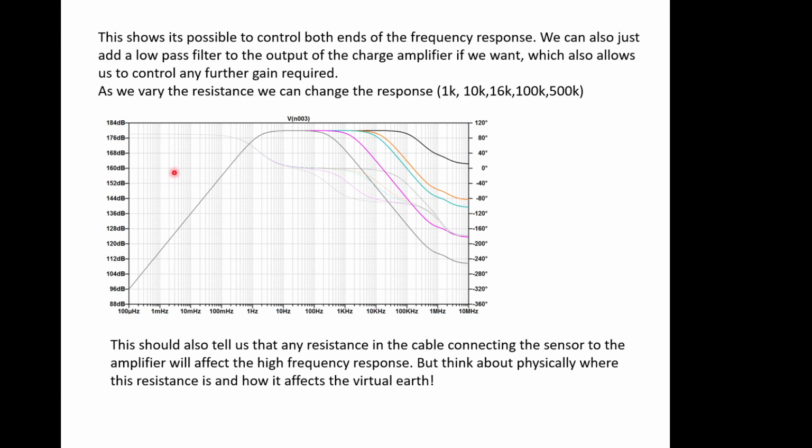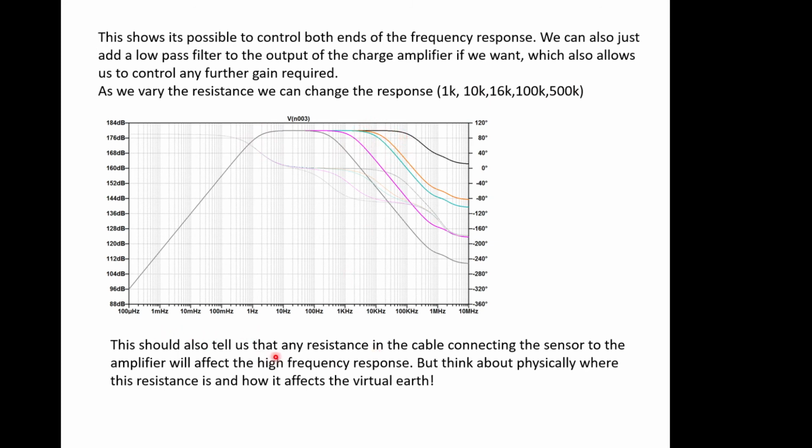So it's possible to control both ends of the frequency response. You could, if you wanted to, just add a low pass filter to the output of the charge amplifier, which allows you to then add some extra gain in as well. So if we change the input resistance here, just to show what goes on, you can see that we can control the top end of the frequency response by varying that resistance, and we don't affect the low end. So the low end is controlled by the feedback time constant. The high end is controlled by the input time constant.